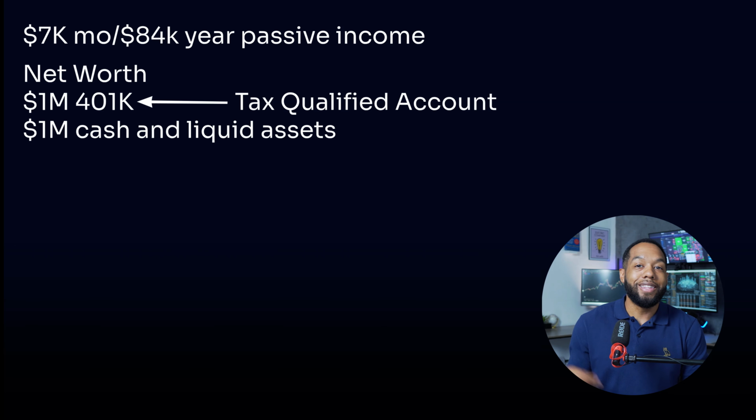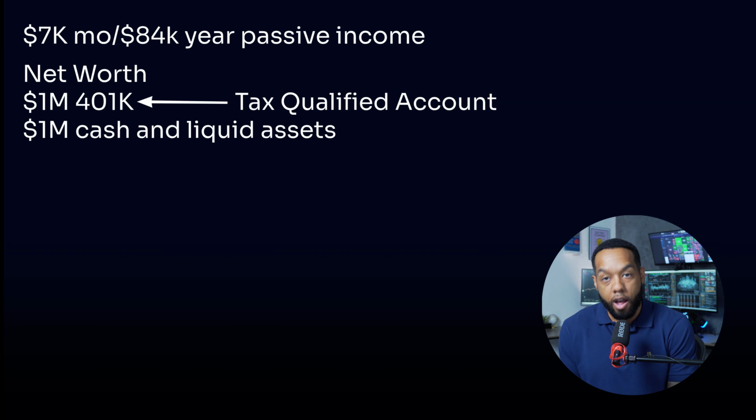In this scenario, let's say our subject is under the age of 59 and a half. They're still working and they can't pull from it, and they still want to generate some passive income today. So we're going to leave that 401k money alone. It's just going to sit there and build. So we're going to work off of $1 million.